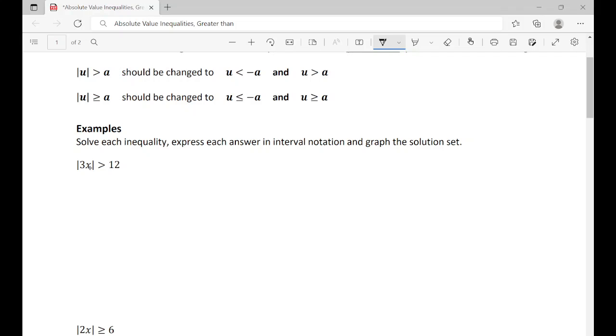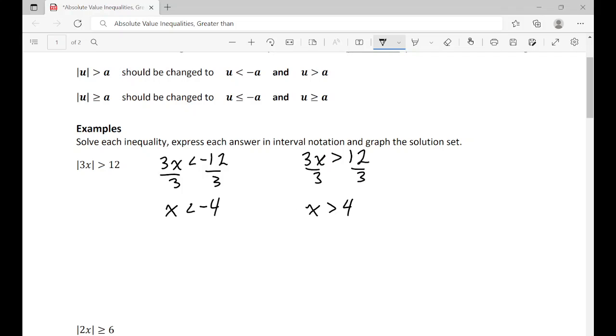So the absolute value of 3x is greater than 12, so it fits the first one perfectly. So we're going to set up two separate inequalities. 3x is less than negative 12, and 3x is greater than positive 12. And now we're going to solve each one individually. So I'm going to divide by 3 on both sides, and x is going to be less than negative 4. And I'll divide by 3 on both sides, and x is going to be greater than positive 4.